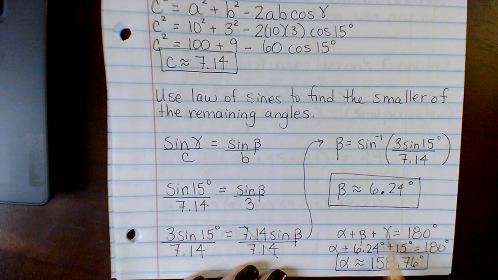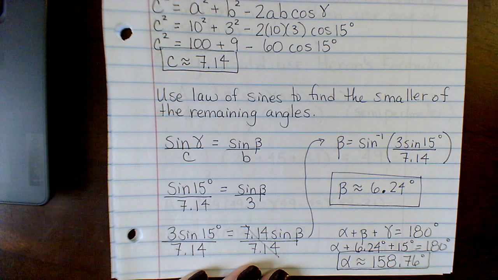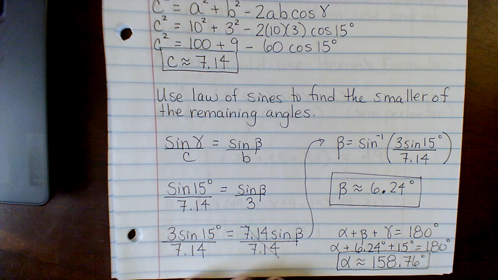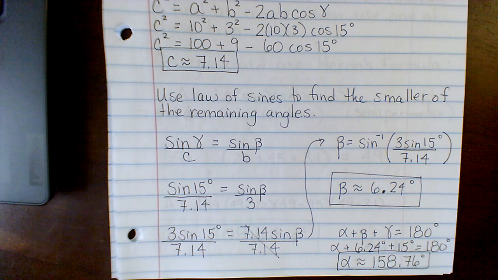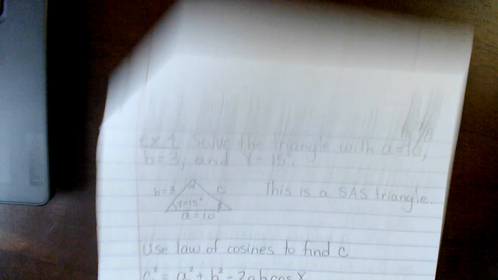And then lastly, we know that the three angles add up to 180. So I'm just going to add up that beta and gamma and subtract that from 180 to get alpha's 158.76. Because this ends up being an obtuse angle, this would have been a lot more complicated if you had found alpha first. So that's why I'm giving you these tips on how to handle these, to avoid those weird situations when they present themselves.